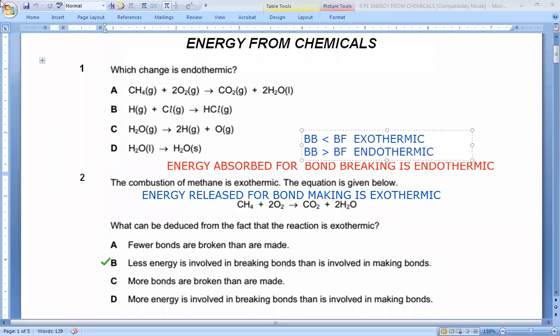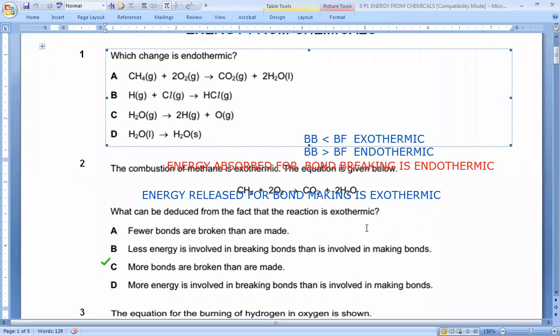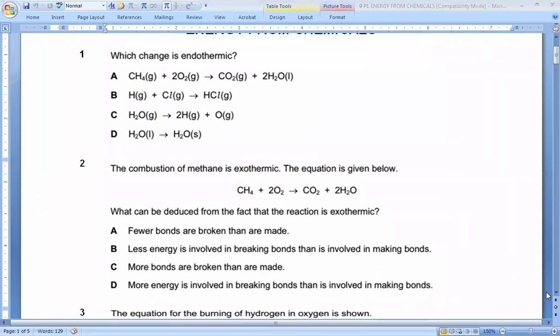Now we have to consider our question number 2. What can you deduce from the fact that the reaction is exothermic? Less energy is involved in bond breaking than is involved in making bonds. So, if bond breaking energies are less than the bond forming energies, the reaction should be exothermic. Now we have to proceed to question number 3.